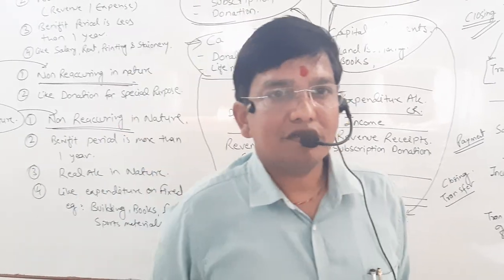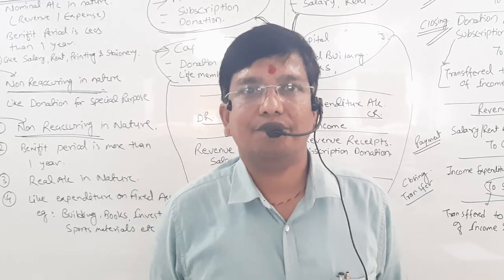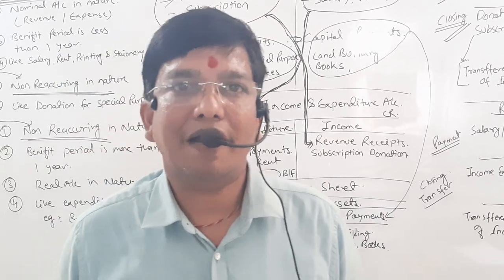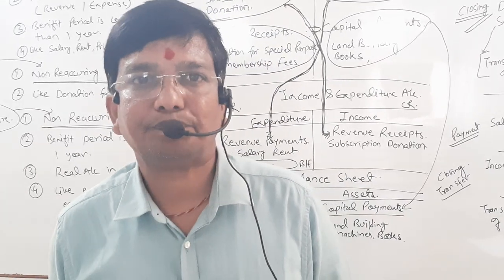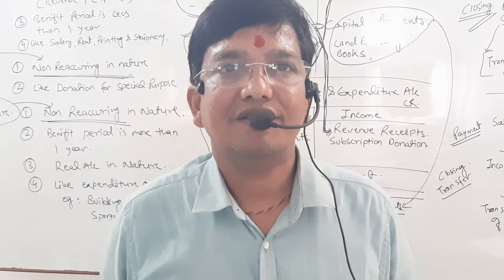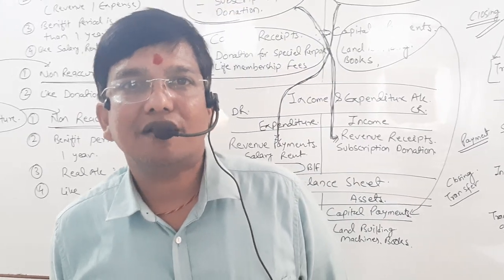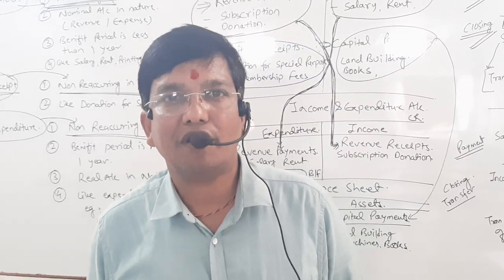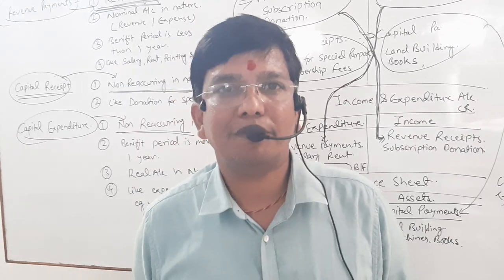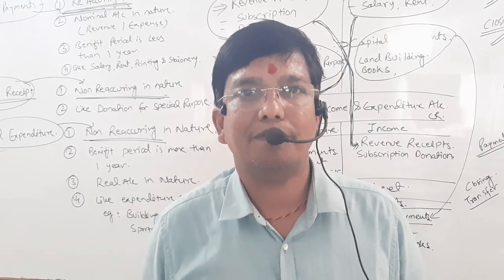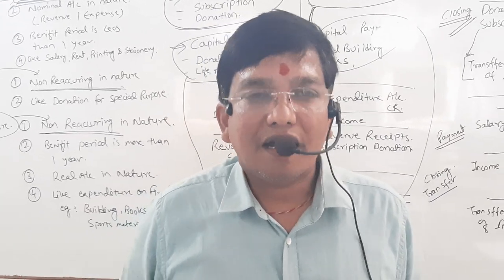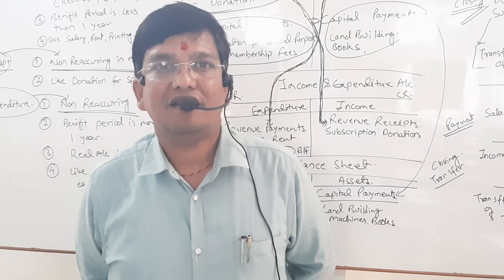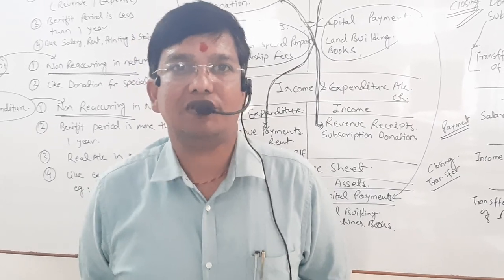The terms must be kept in mind. Subscription, that is contribution from members. Donation, that may be by members as well as by non-members. Donations are of two categories, general purpose and special purpose. General purpose donations are recorded as revenue receipt and can be utilized for any purpose, whereas the special purpose donation can be used only for the purpose for which it has been donated. Other revenue receipts may be rent from ground, hall rent, interest and dividend received on deposit.